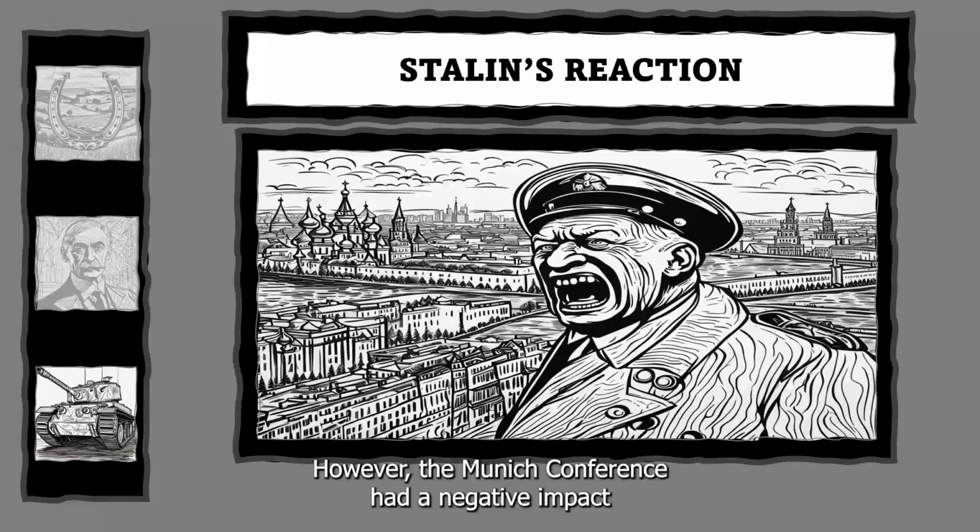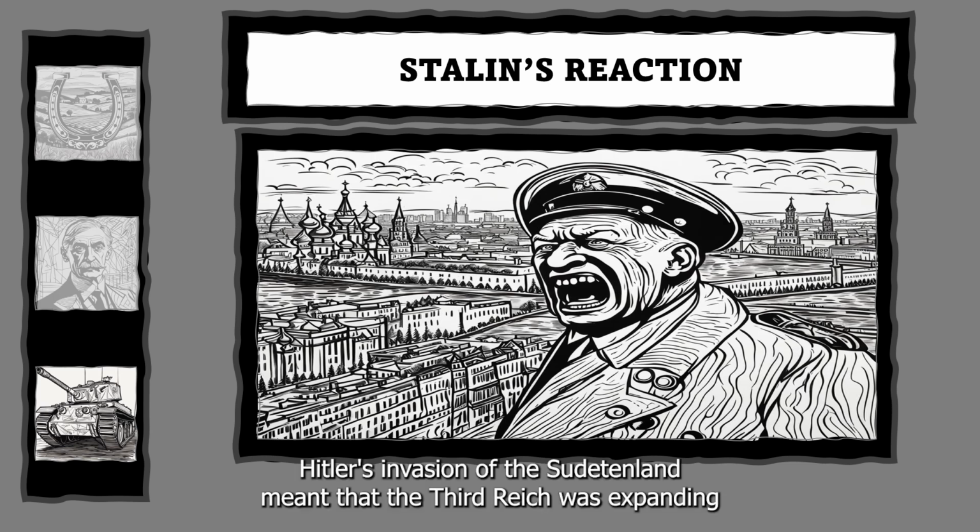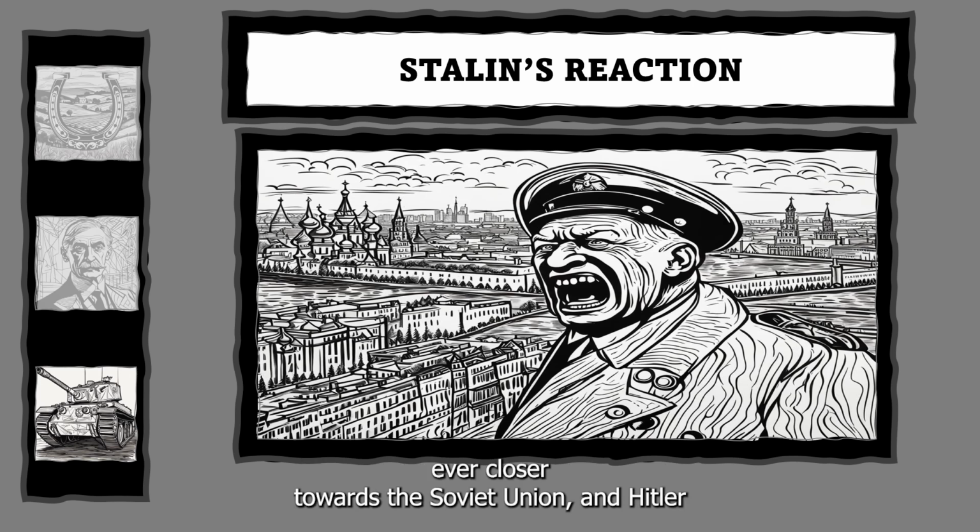However, the Munich conference had a negative impact on the Allies' relationship with Russia, or the Soviet Union. Joseph Stalin was very displeased that his nation had been excluded from the Munich conference. Hitler's invasion of the Sudetenland meant that the Third Reich was expanding ever closer towards the Soviet Union, and Hitler had made clear his hatred for communism.